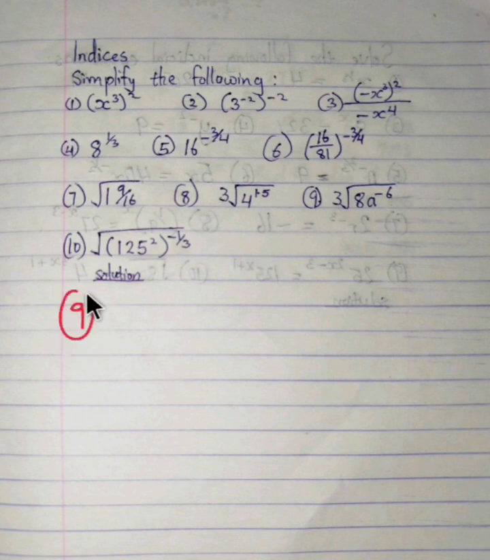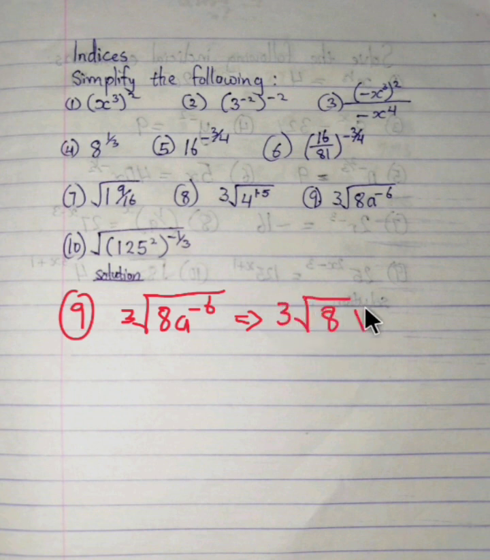Number 9, we have the cube root of 8a raised to minus 6. To solve this easily, I would like you to separate what we have here. So we can write this as the cube root of 8 times the cube root of a raised to minus 6. It will be easier this way.